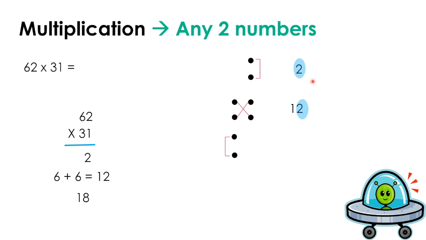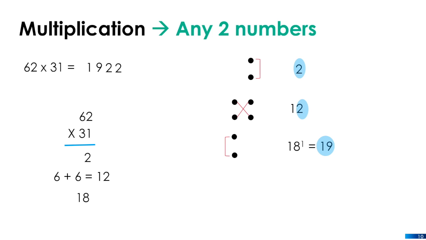I'm highlighting the last digit of every number. So you highlight 2 because there's no other number. In 12, you highlight 2 because the 1 has to be carried forward to the other number before it. And then you get 18 for 6 times 3. This 1 is carried forward to the 8, so you have 19. So the answer is 1922. And that's all we have.